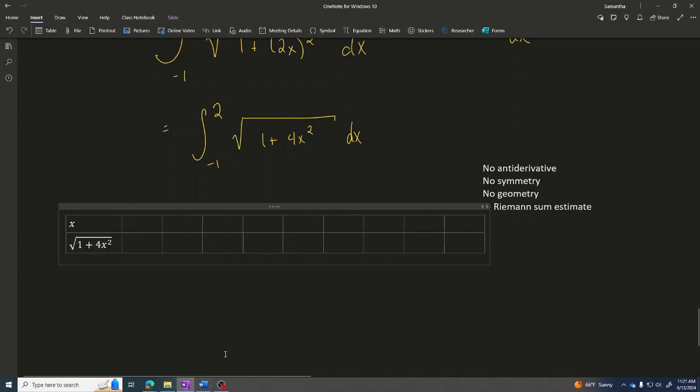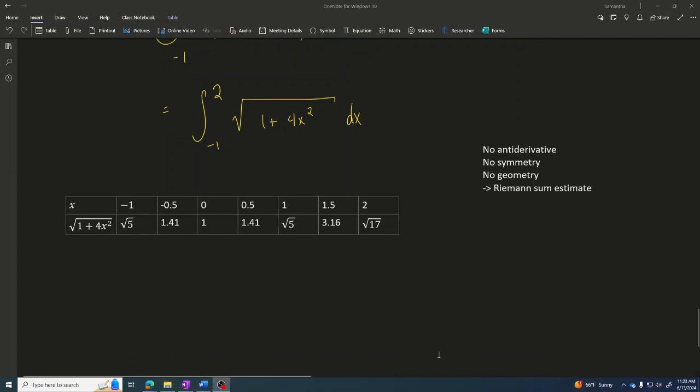I have to make my own decision about how far apart I want my data to be spaced. For simplicity's sake, I might decide on a delta x of half a unit. Then I have to plug all of those values into the function that I am integrating and calculate those outputs. So stand by as I do that on the side.